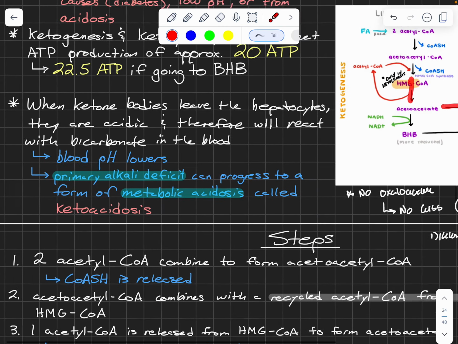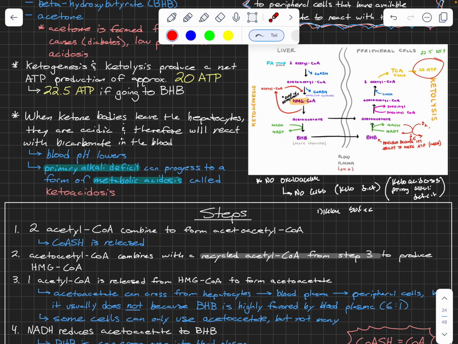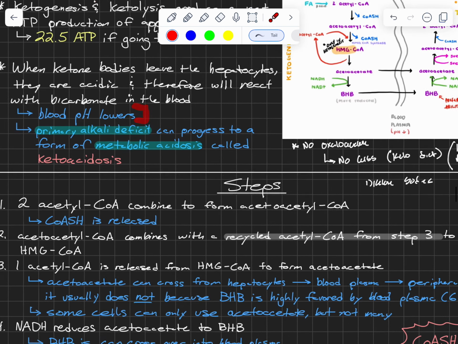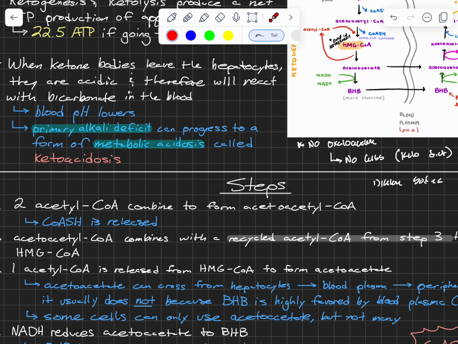And we do need to know a little bit more about this. When ketone bodies leave the hepatocytes, they are acidic and will react with bicarbonate ions in the blood. And if we remember bicarbonate ions from last time, bicarbonate ions are basic components. So if these basic components are reacting with ketone bodies, our blood pH is going to lower, because our amount of bicarbonate ions is going to decrease, and that will put us in a primary alkali deficit, which is basically saying our blood is more acidic than it should be, and we will eventually progress into metabolic acidosis if this condition goes on for a long time and becomes chronic.